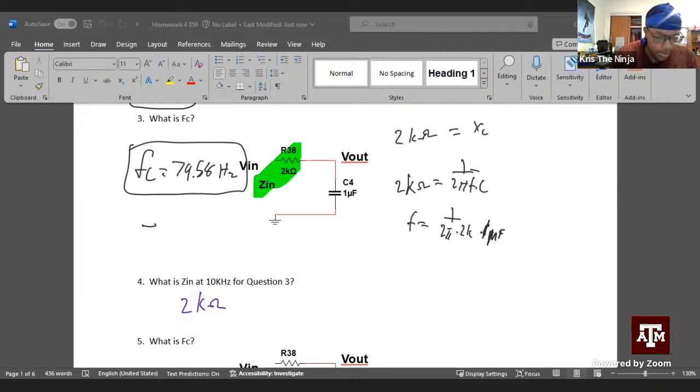You find that with the equation F equals 1 over 2 pi RC. That's the cutoff frequency. Wham bam, thank you, ma'am. It's literally the same exact thing too. ZN at this one is literally 2K, 2 kiloohms still.